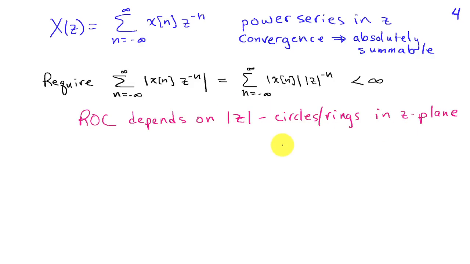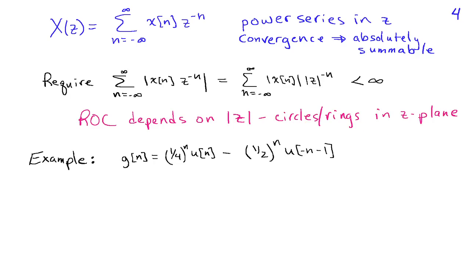If the magnitude of z is a constant, then we end up with a circle or a ring in the z-plane. We'll do another example here where I've combined two terms. I've got an exponential sequence. This is a causal exponential, alpha to the n u of n, that we did in case two. The other term is an anti-causal exponential, because we've got 1 half to the n, but this exists for u of minus n minus 1. It's easy to see that the z-transform is linear. I've got a sum of two signals here, and the z-transform is therefore going to be the sum of the z-transforms of the individual signals.